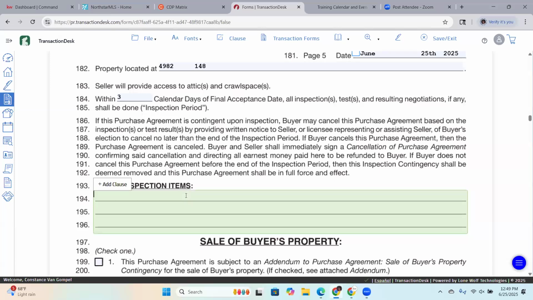If for some reason you have other items on the property that you want to have inspected, let's say they put out a really nice big wood grill in the backyard or something like that, or a swimming pool, maybe they want that inspected. Add that on here as other items to be inspected.